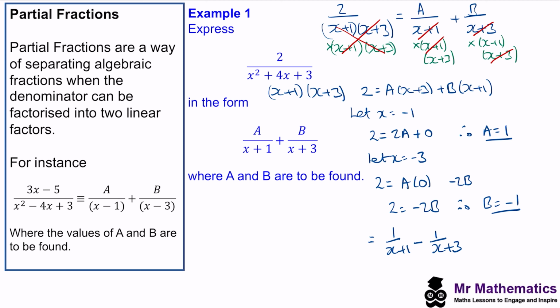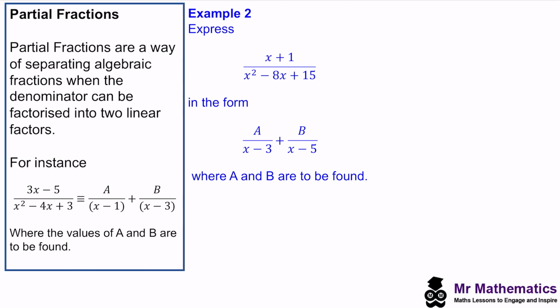So now let's look at a slightly more complicated example. So we want to express x plus 1 over x squared minus 8x plus 15 in the form of what we have here, where we have linear factors. So again, the first step is to factor this denominator, and this gives us x minus 3 and x minus 5. So now we can write this fraction as x plus 1 over x minus 3 times x minus 5 will equal some constant over x minus 3 plus a different constant over x minus 5.